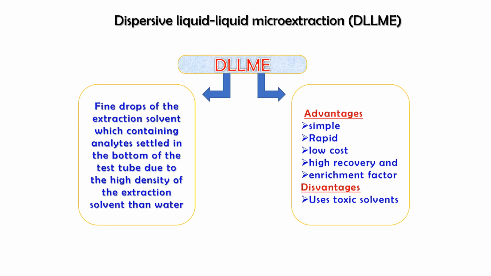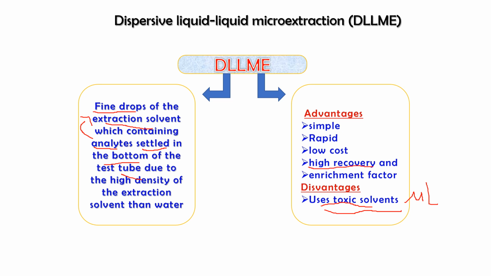So dispersive liquid extraction utilizes fine droplets of the extraction solvent, which also contain analyte. The analyte will go into the extraction solvent, and after extraction it will be settled at the bottom of the test tube, and then we can get it and do the analysis. Again, the disadvantage is toxic solvent, but it is microliter size, so it's not that bad.